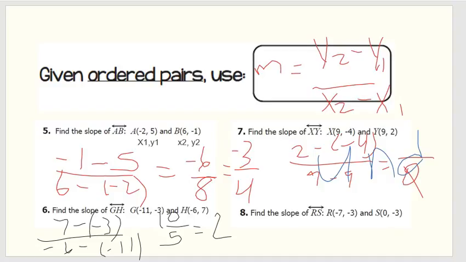All right? And then if we look at number 8, again on top, we're going to have -3 minus a -3. Well, that's -3 plus 3. That's 0. So it doesn't matter what's on the bottom because your slope is still going to be 0. All right? So you have a couple of special cases, the undefined and the 0, and then we had a negative and a positive slope.